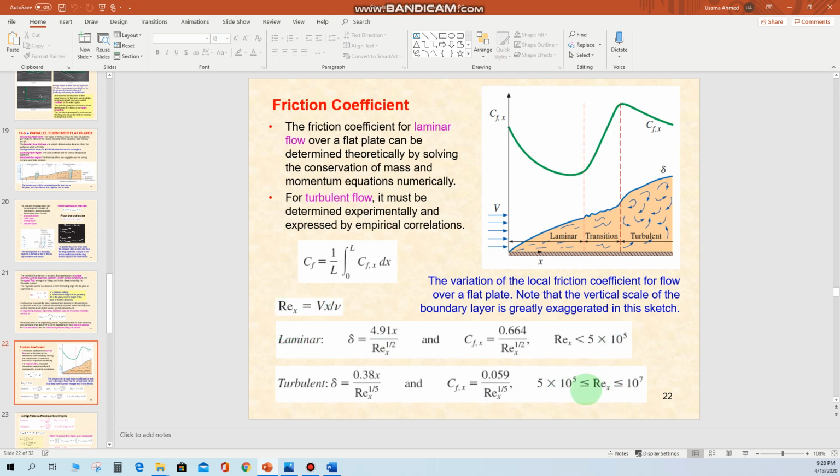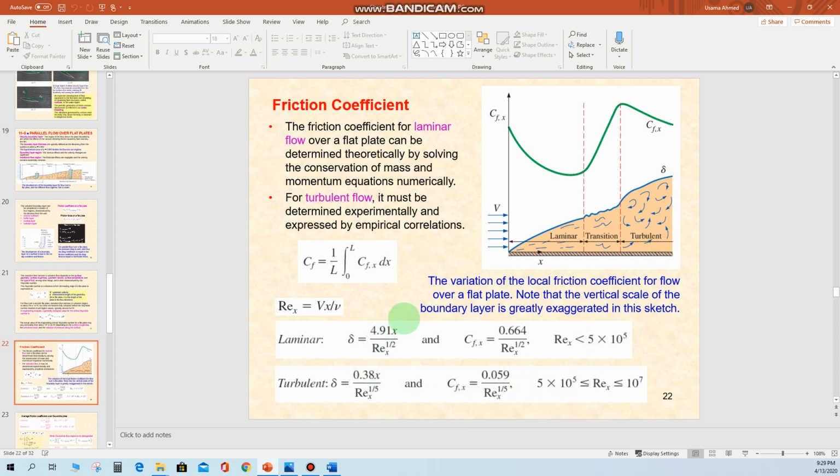If it is lying within this range, then you are dealing with the turbulent flow. Once you are dealing with the turbulent flow, the boundary layer thickness of the turbulent flow will be calculated by using this equation. Or if you want to calculate the local friction coefficient at this point of the flat plate, then you have to use this equation.